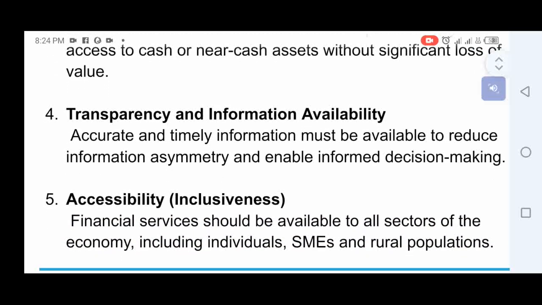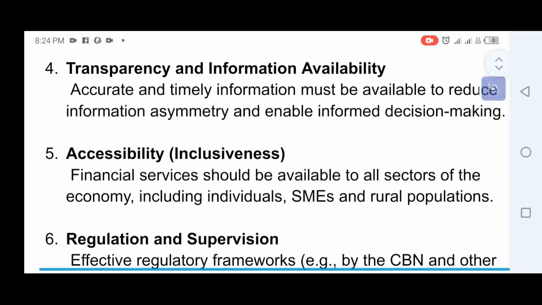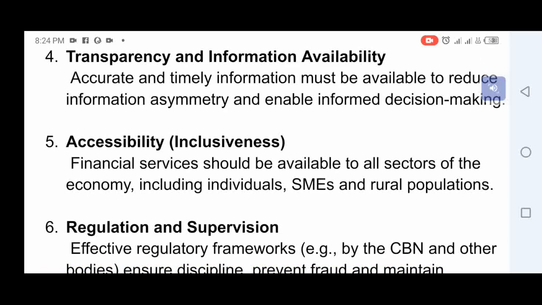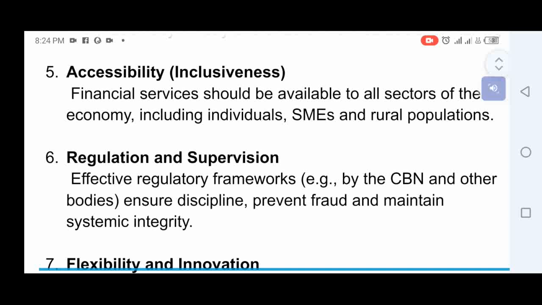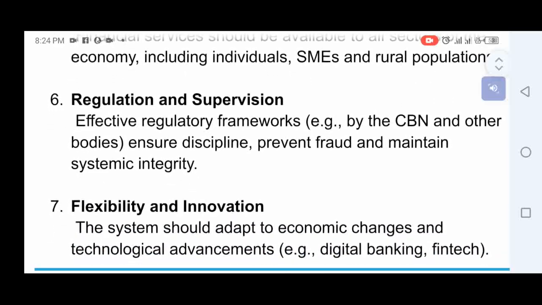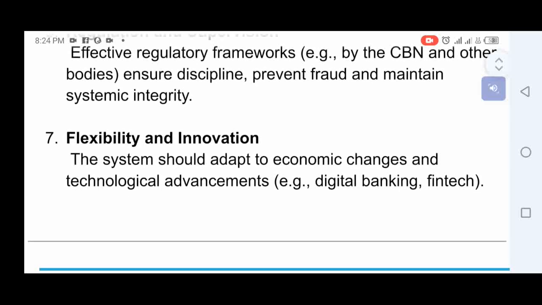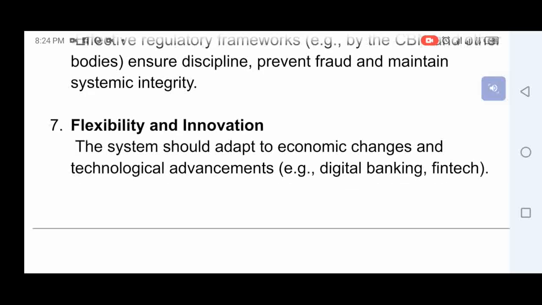5. Accessibility, inclusiveness. Financial services should be available to all sectors of the economy, including individuals, SMEs, and rural populations. 6. Regulation and supervision. Effective regulatory frameworks, e.g., by the CBN and other bodies, ensure discipline, prevent fraud, and maintain systemic integrity. 7. Flexibility and innovation. The system should adapt to economic changes and technological advancement, e.g., digital banking, fintech.